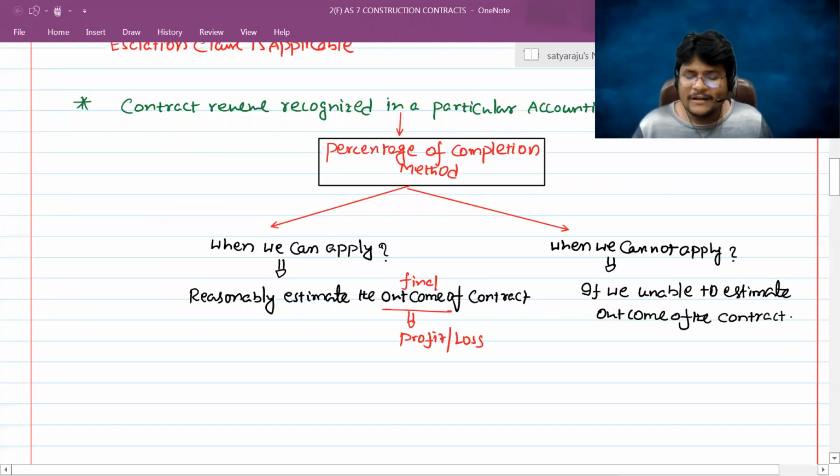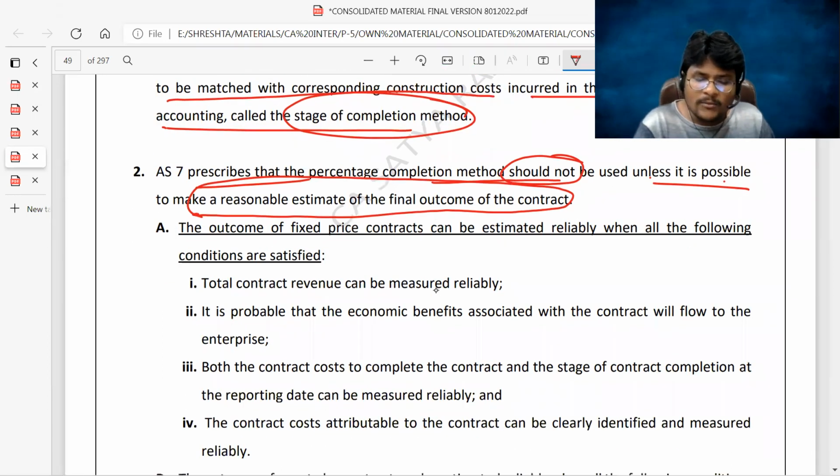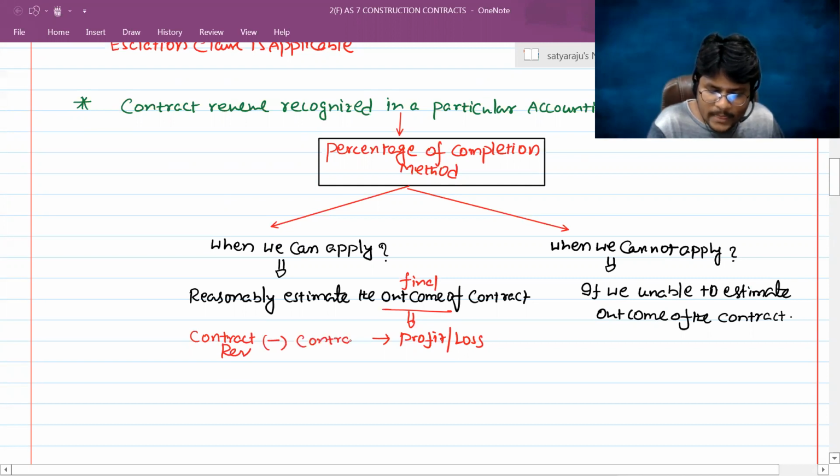The next question coming into your mind is, when can we reasonably estimate the profit or loss of the contract, and when can we not. Concentrate. The outcome of a fixed price contract can be estimated reliably when all the following conditions are satisfied. If all the below conditions are satisfied, then you can treat the final outcome of the contract as known to us, that is, the profit or loss derived from the contract we can reasonably estimate. Total contract revenue can be measured reliably. Sir, what is the meaning of contract profit or loss? First, I will tell you. The contract profit or loss is nothing but the difference between contract revenue and contract cost. Profit or loss is the difference between total contract revenue and total contract cost associated with a contract.